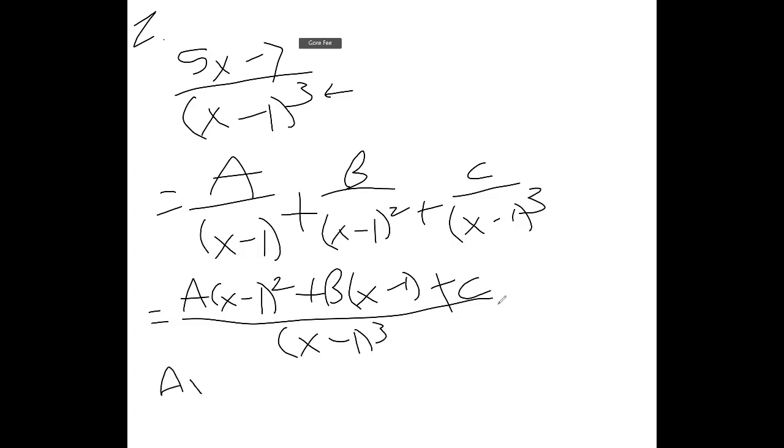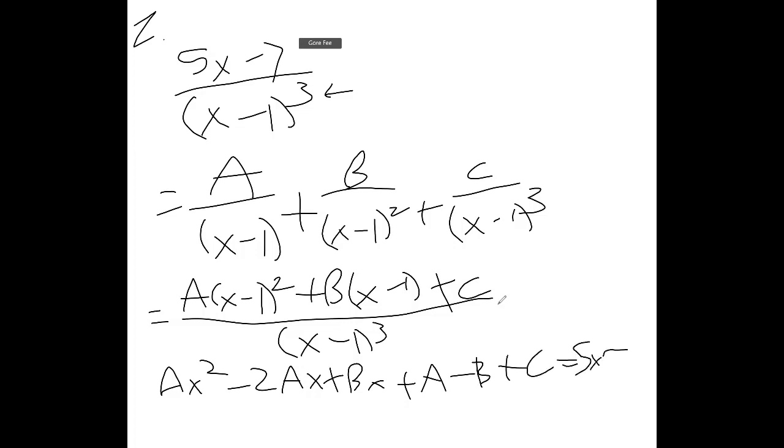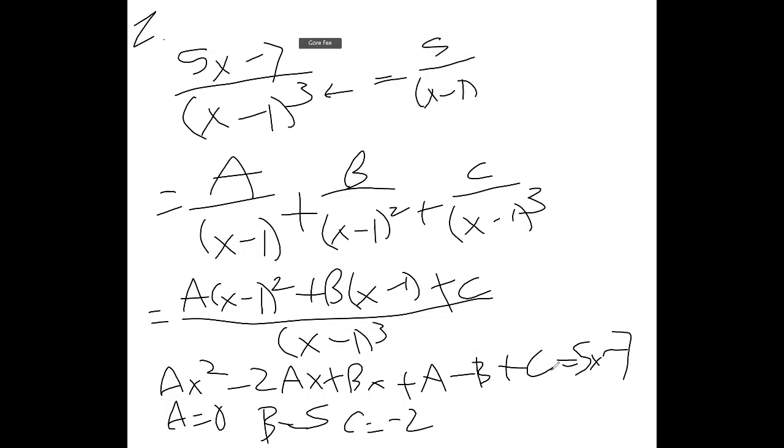So we see here that we have ax squared minus 2ax. We have plus bx, and then we have plus a minus b plus c, and then this is equal to 5x minus 7. We see here that a is obviously 0, right? Because the right hand side has no coefficient of x squared. We have b is 5, and similarly we have that c is going to be negative 2. So our answer is going to be 5 over x minus 1 squared minus 2 over x minus 1 cubed.